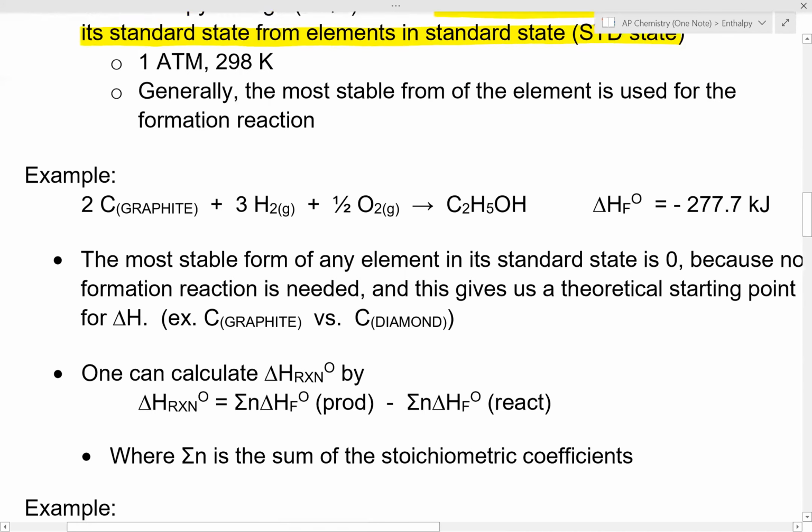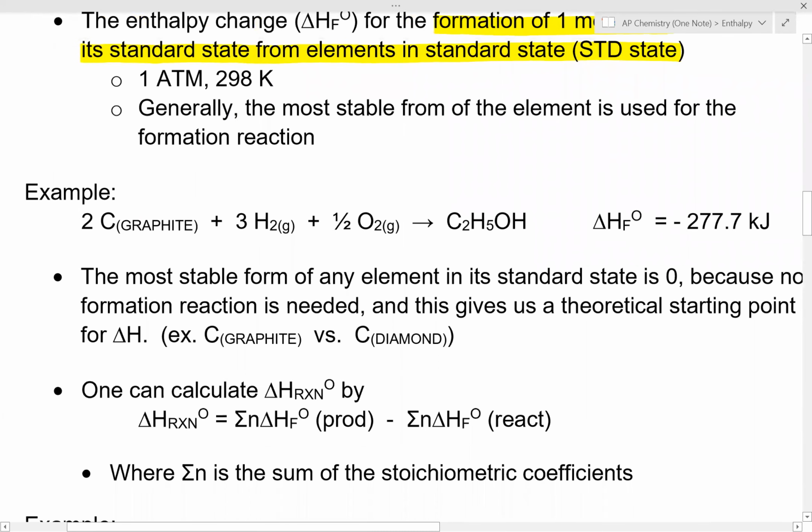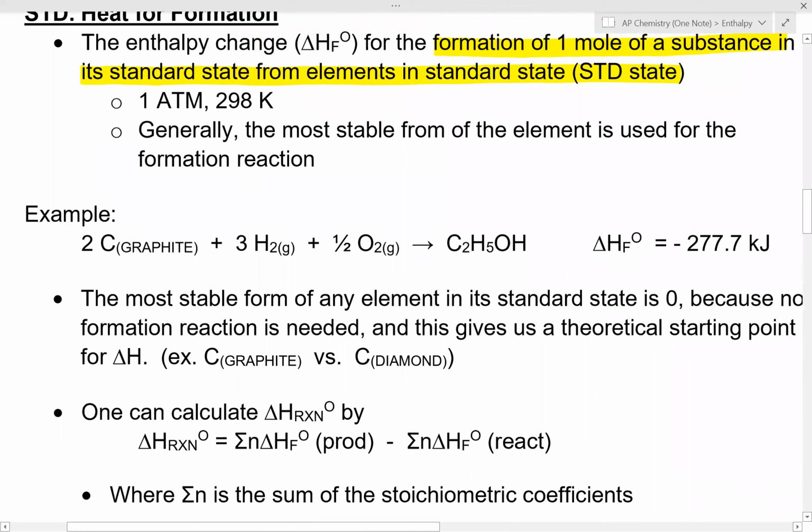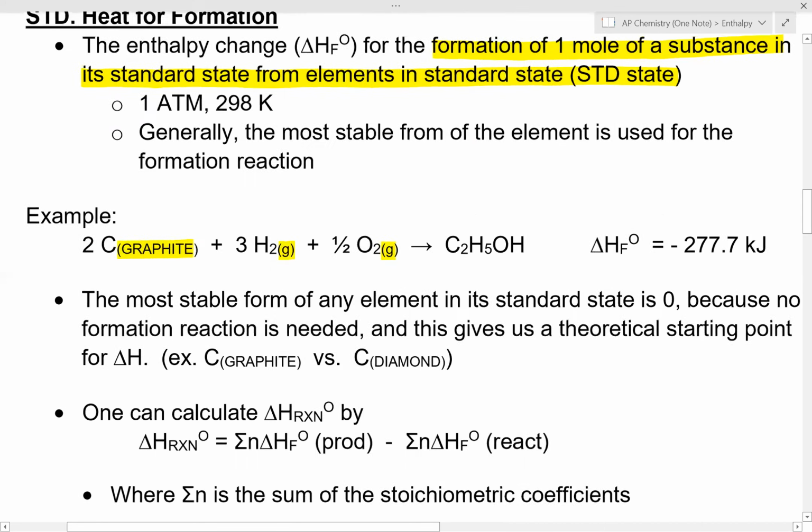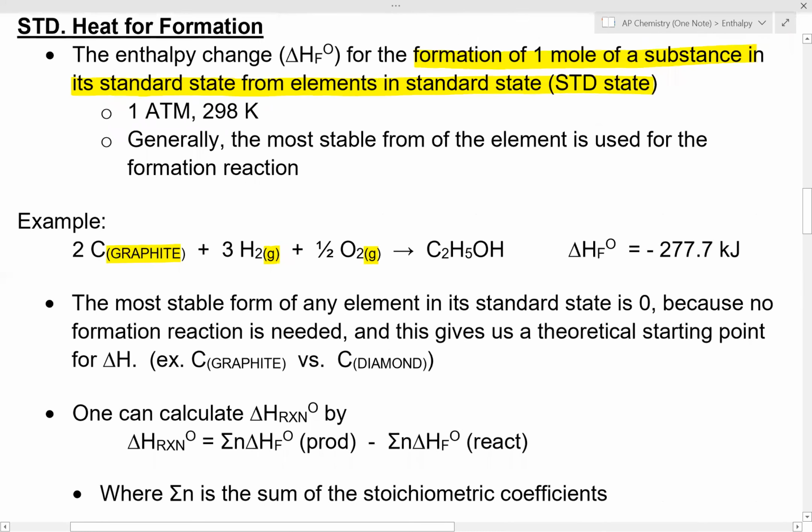Let me give you an example of what I mean by this standard heat of formation. So let's say we were to form alcohol, C2H5OH. It is formed by carbon in its natural state, which is graphite, hydrogen, which is a gas, notice here the phase symbol gas, and oxygen, which is a gas. So that's what I mean by the elements in their standard state, because at 1 atmosphere or 298, hydrogen exists as a gas, oxygen exists as a gas.